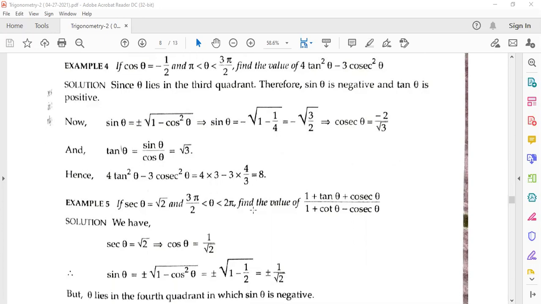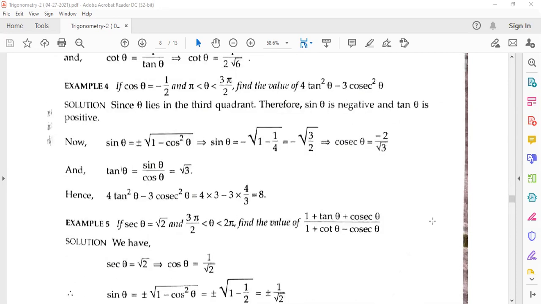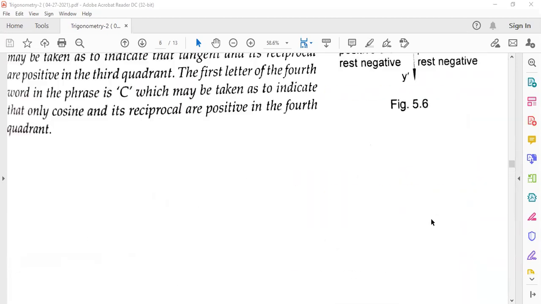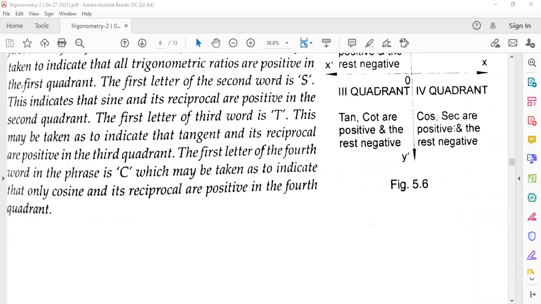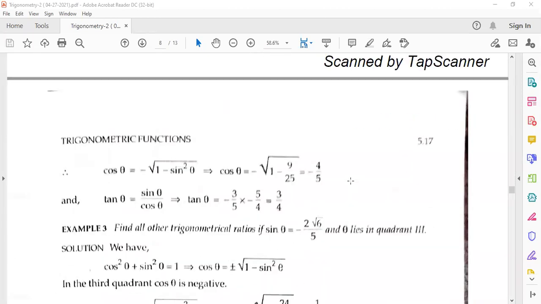Now here it is given that sec theta equal to root 2 and 3 pi by 2 less than theta less than 2 pi. So theta lies from 270 degrees to 360, that is, theta lies in the fourth quadrant. In the fourth quadrant, we know that sec and cos are positive. Look here, sec and cos are positive. So the value of sec theta is given positive, and theta lies in the fourth quadrant.